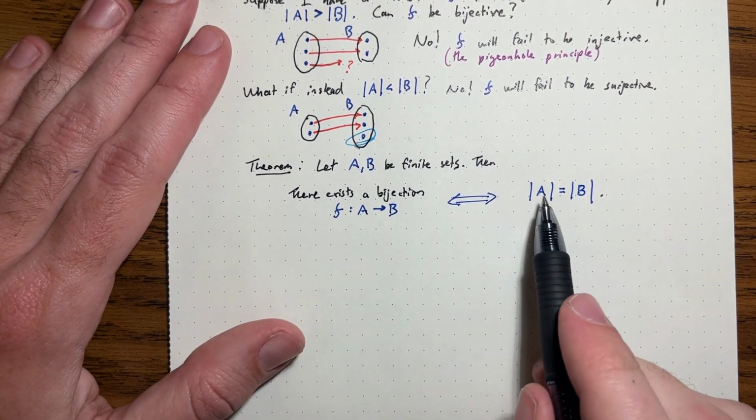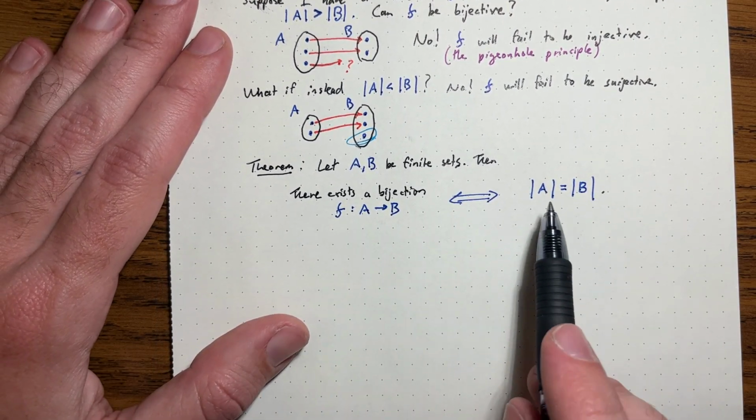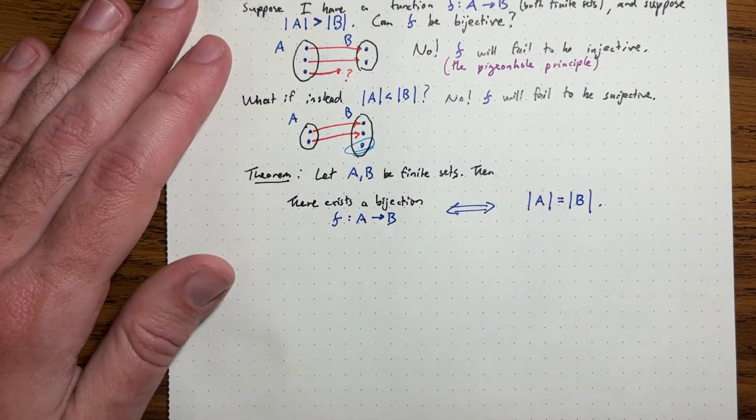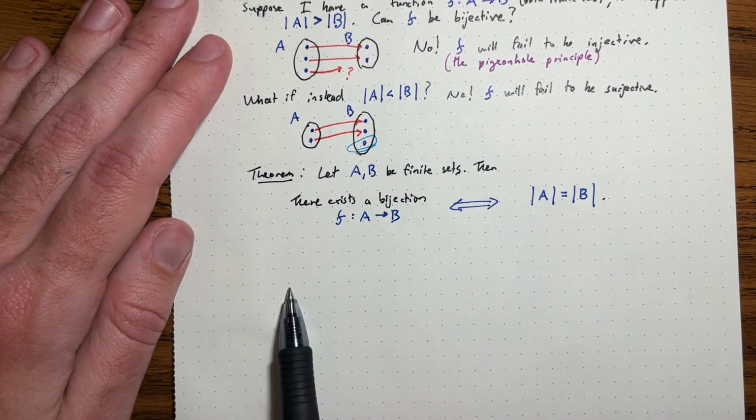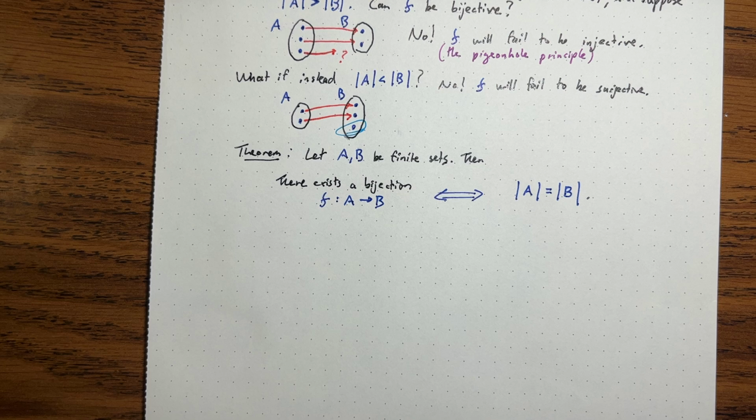And I'm not saying that every function from A to B has to be a bijection. Of course not. You can map everything in A to the same element of B. But I'm just saying there exists a bijection. Okay? And these two are completely equivalent.